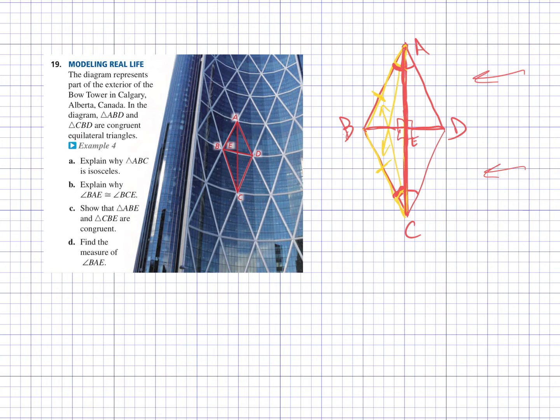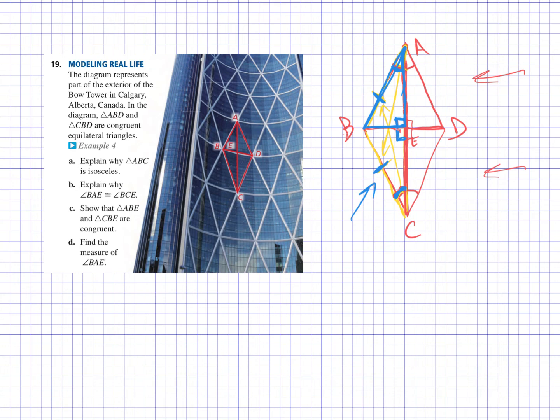C, show that ABE and CBE are congruent. All right, so what we're looking at, I'll draw it in blue this time, ABE and CBE, the bottom one here. Well, we know that that angle and this angle are congruent. We know this angle is congruent. It's 90 degrees. Okay. We also know that these two are congruent from part A.